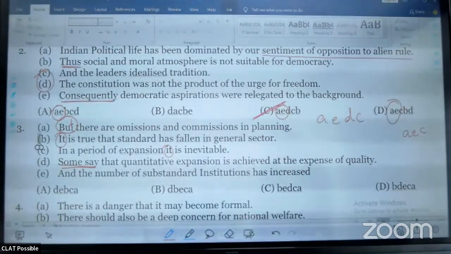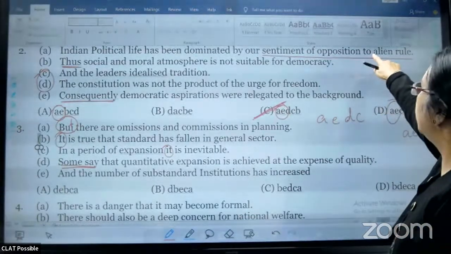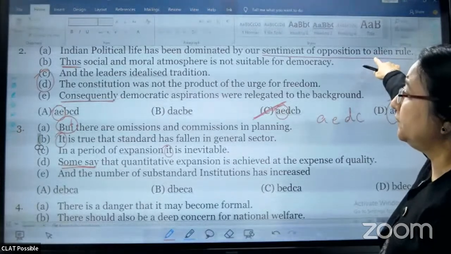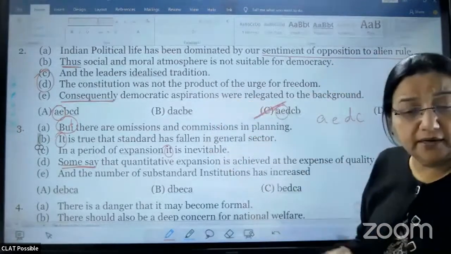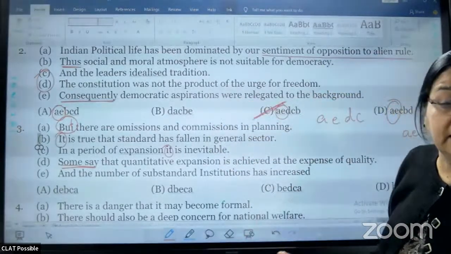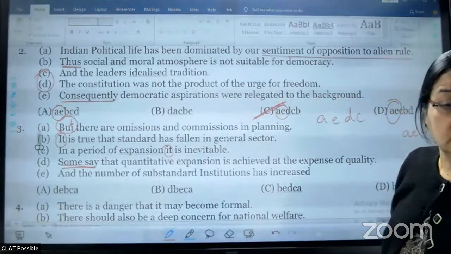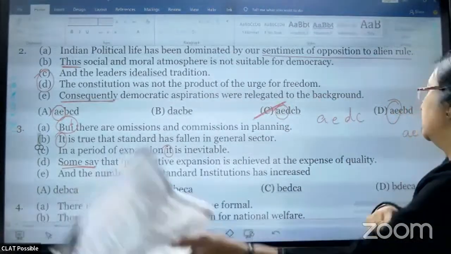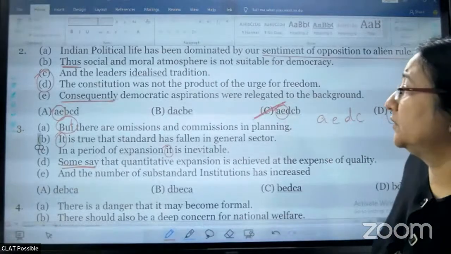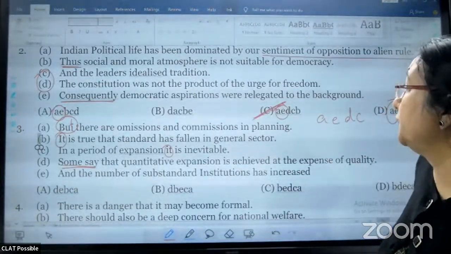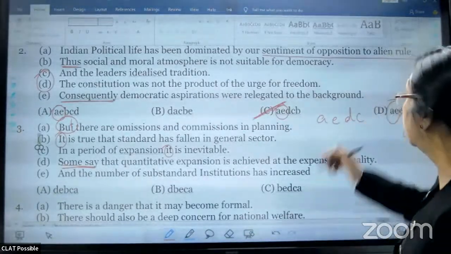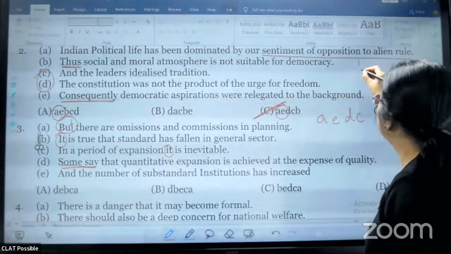The Indian political life has been dominated by our sentiment of opposition to the alien rule. Consequently, democratic aspirations have taken a backseat, relegated. That means have gone to a secondary position. And look at D saying what? Now, the constitution was not the product of urge. It goes specific. See here. This is a typical example. Intro.